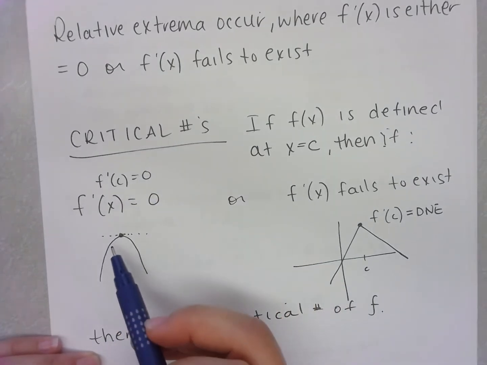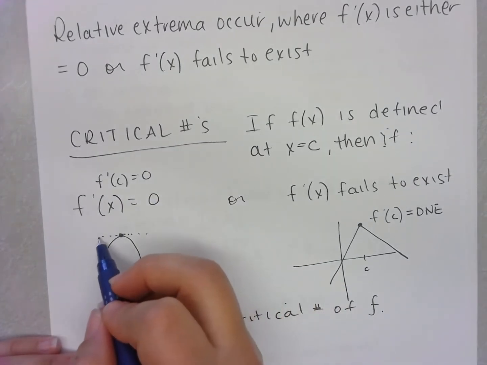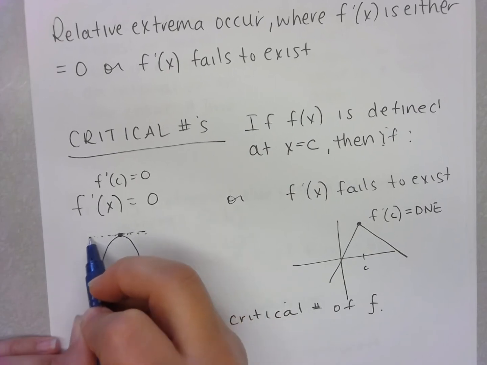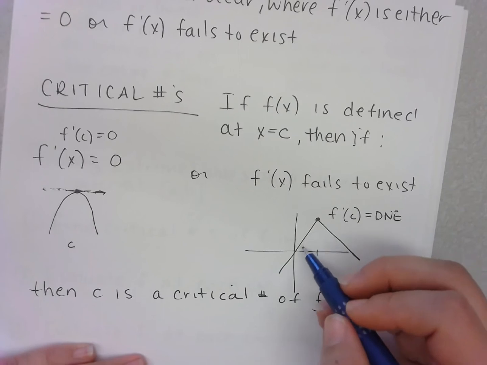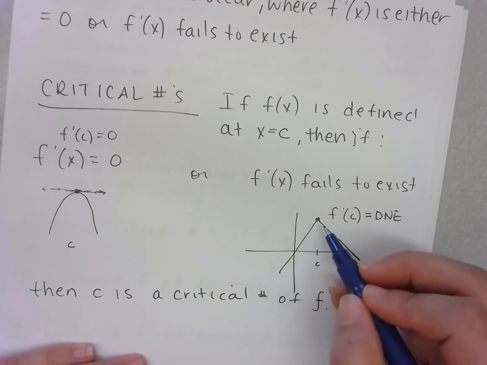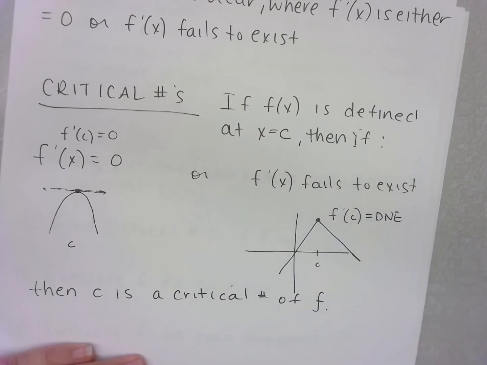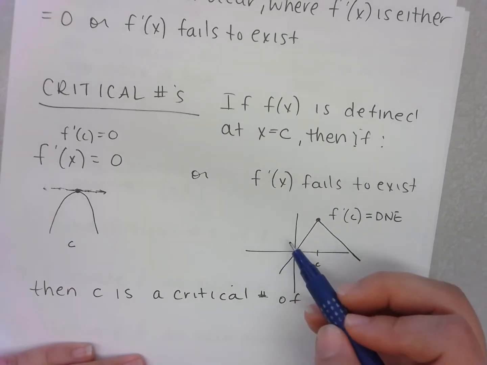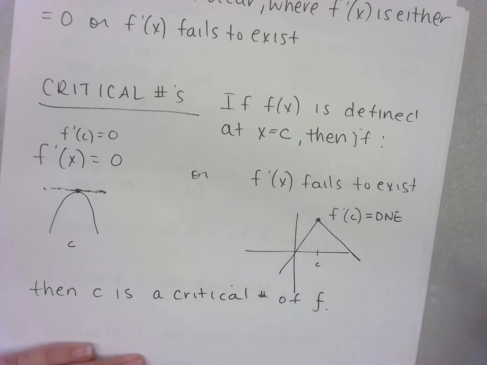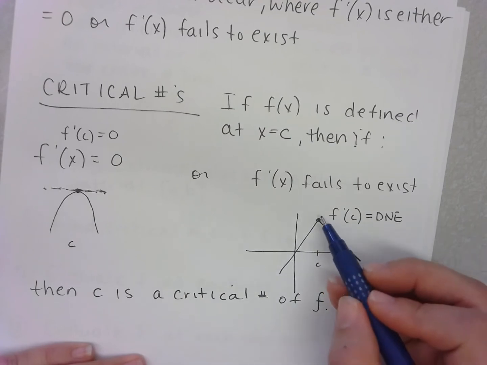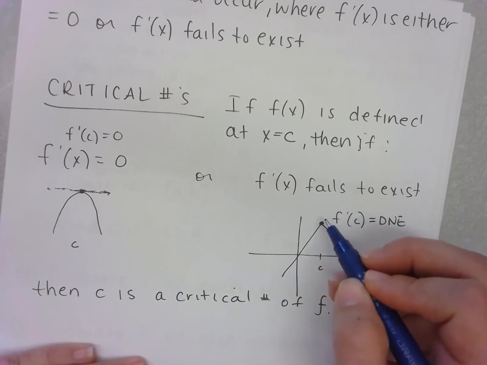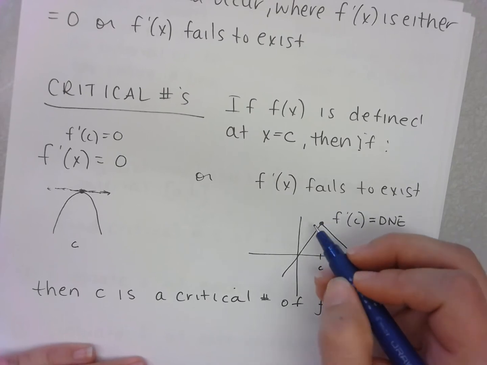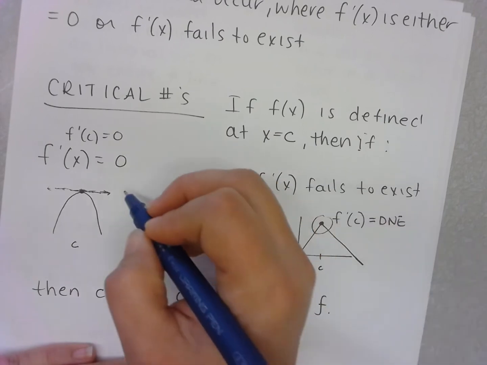So here at c, my tangent line is horizontal. I get a picture that looks like this. Or over here, remember, f prime of c fails to exist at this point because I have this sharp bend. This is an absolute value graph, which is continuous but not differentiable at the sharp point. But in both of these cases, I have at least a relative, maybe absolute, depending on the rest of the graph, maximum point here and here.